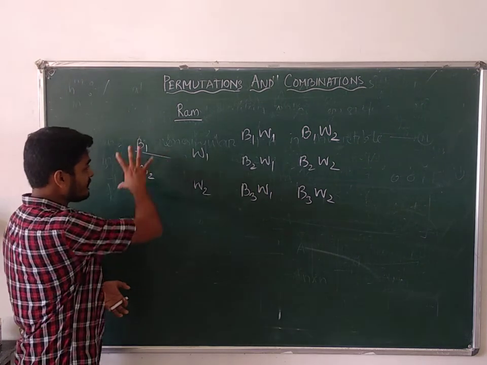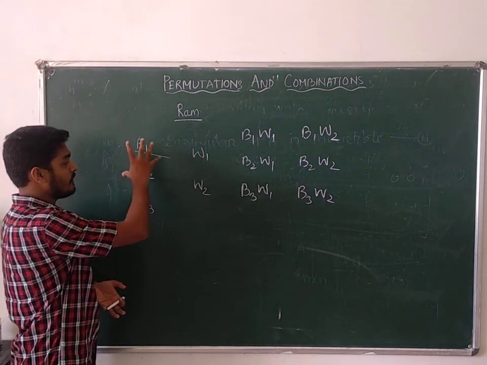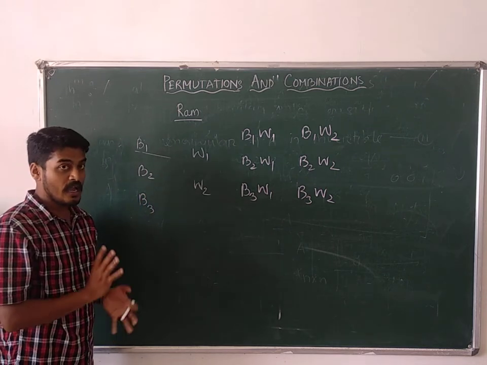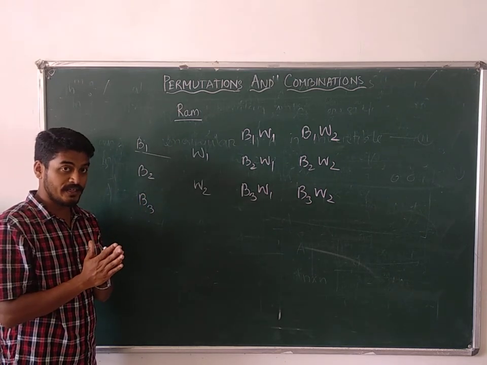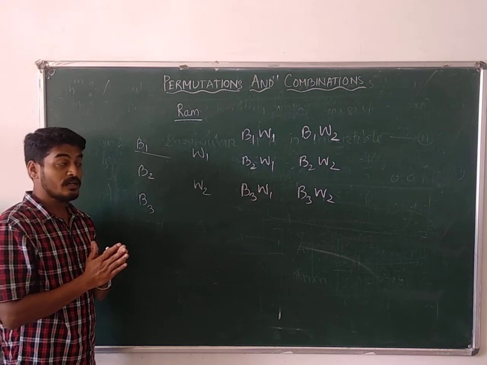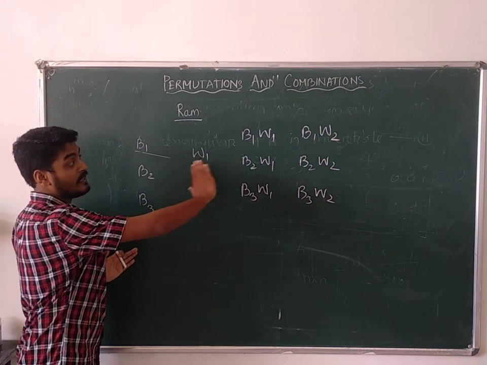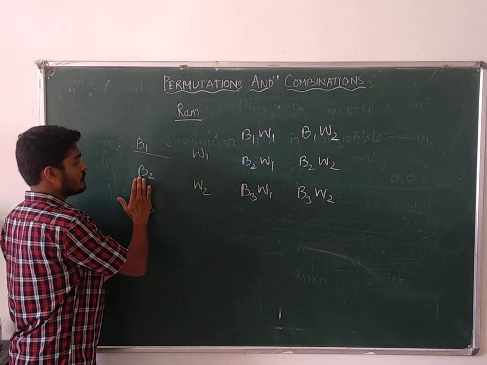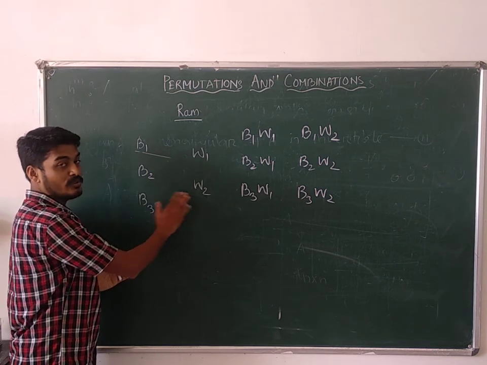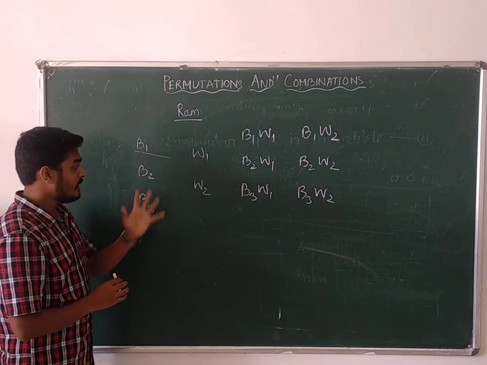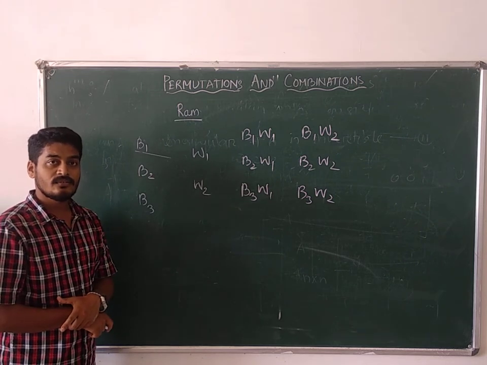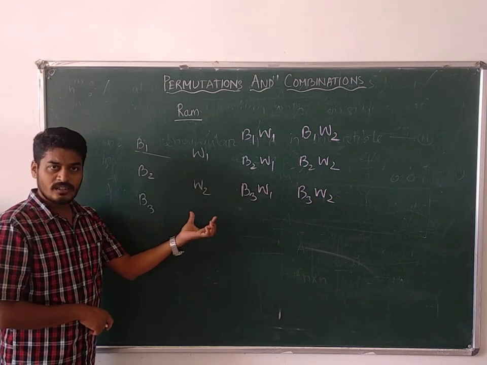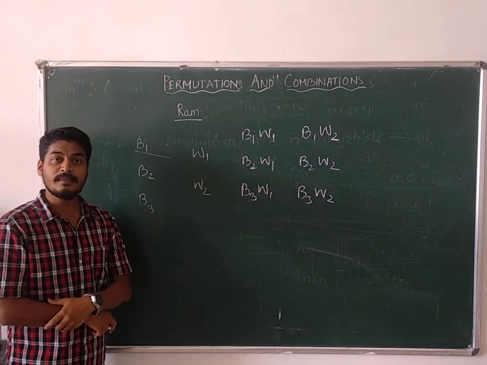So whenever 3 bags are there and 2 water bottles are there, how many different combinations can be made? We have to arrange them. Bag 1 bottle 1, bag 1 bottle 2, bag 2 bottle 1, bag 2 bottle 2, like that. Here the quantities are few. The number of bags is 3, the number of bottles is 2. In that case, obviously we can easily make pairs.